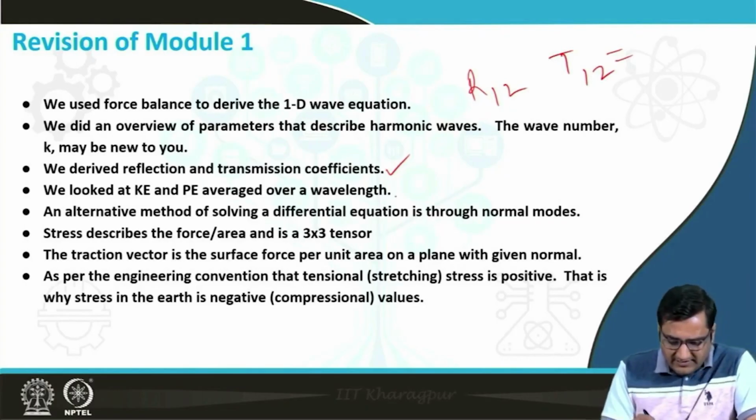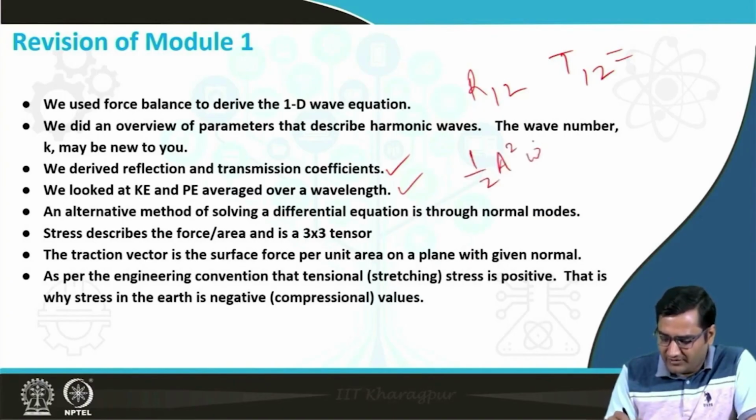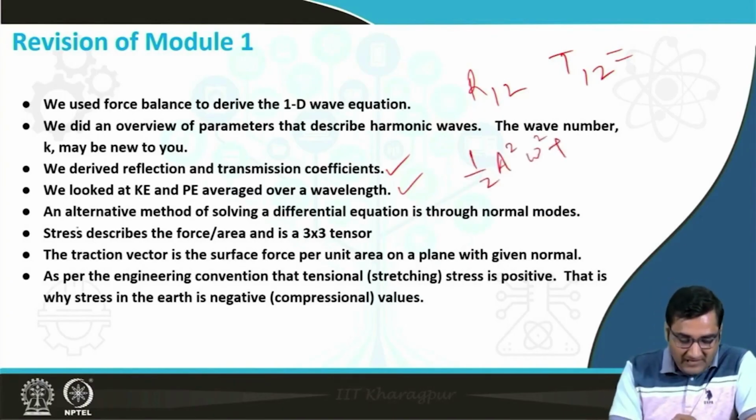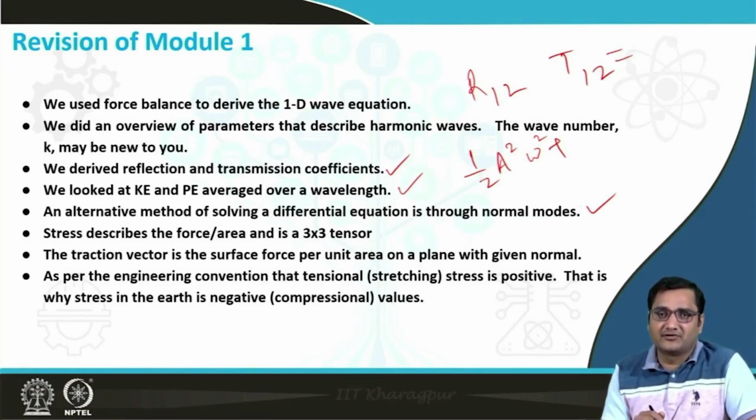Likewise, we looked at kinetic energy and the potential energy averaged over a wavelength, and we found the kinetic and the potential energy were both equal to half a squared omega squared rho. And an alternative method of solving a differential equation is through normal modes. And stress describes the force per unit area, and it is a tensor quantity. It is a 3 by 3 tensor quantity.